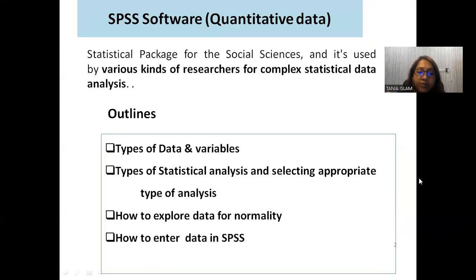And the third part will be how to explore data for normality, which is an essential part of any statistical analysis. Like if data is parametric, you need to do one type of analysis. If non-parametric, then you need to do another type of analysis. And the last part will be how you are going to enter data in your SPSS.